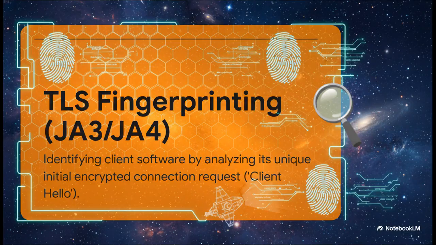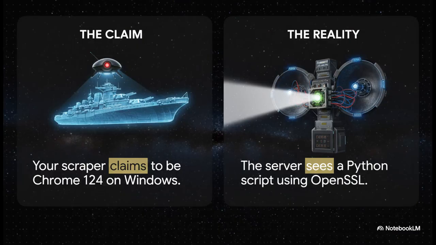So before your code even gets a chance to ask for the web page, its cover is blown. That very first packet it sends, the client hello, is basically a list of its technical capabilities, what kind of encryption it can handle. The specific combination and order of those options creates a unique digital fingerprint. And this right here is the smoking gun. Your scraper is shouting, "Hey, I'm Chrome on Windows," but its TLS handshake is screaming, "I'm a Python script using OpenSSL." A real Chrome browser uses a totally different crypto library, which gives it a completely different fingerprint. A server sees that mismatch in a nanosecond, and that's it.